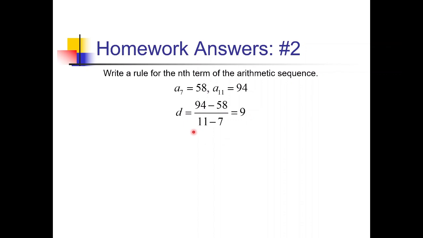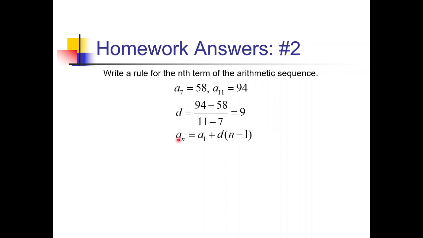In order to write my general nth term formula, I also need the a1 value. To get that, let me actually write my an formula, a1 plus d times n minus 1. So in order to get this a1 that I need, I'm going to plug in the d value that I just found, along with one of these terms and the index that I used to get that term. So I'm going to use this first term here because, well, why not?